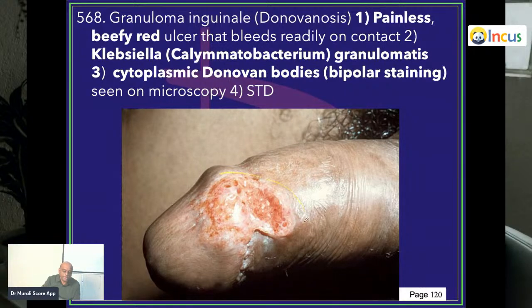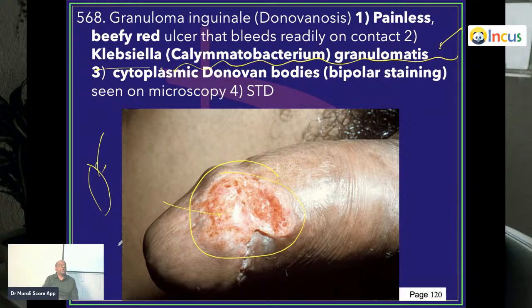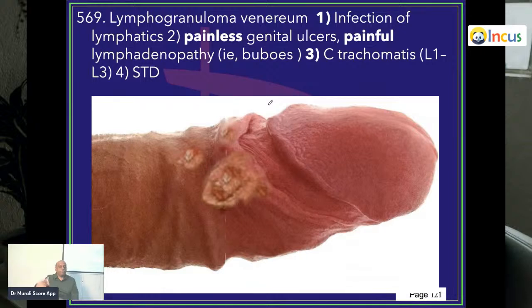Then granuloma inguinale, it is painless. How is the color? If you go to a mutton shop, beef cut, how red it is, the penile ulcer also will be that much red, is what you need to remember. Then granuloma inguinale is caused by Klebsiella, which is Calymmatobacterium granulomatis. And what do you see? Bipolar staining. Donovan bodies, they are called. Inside the cytoplasm, you will see on microscopy. And it is sexually transmitted. Then comes lymphogranuloma venereum.